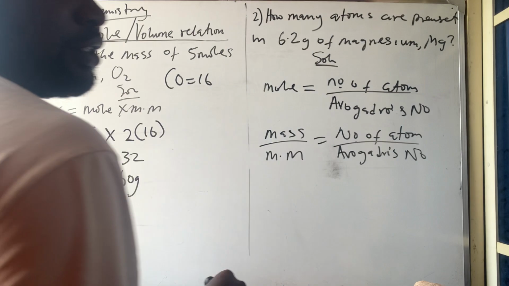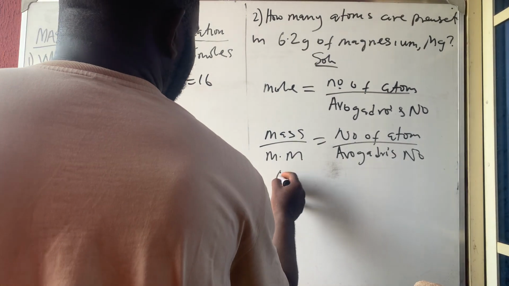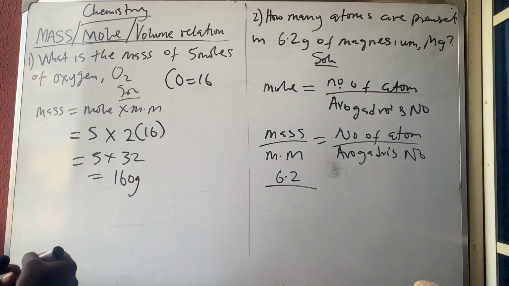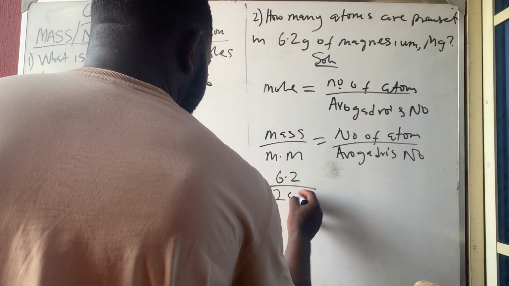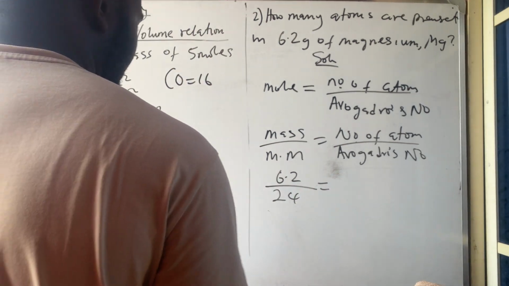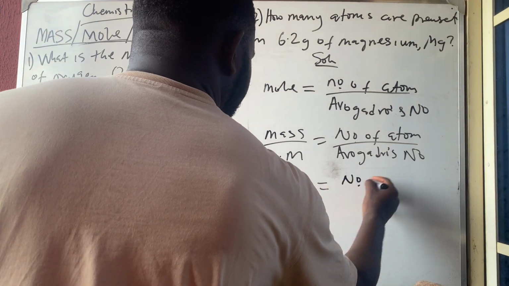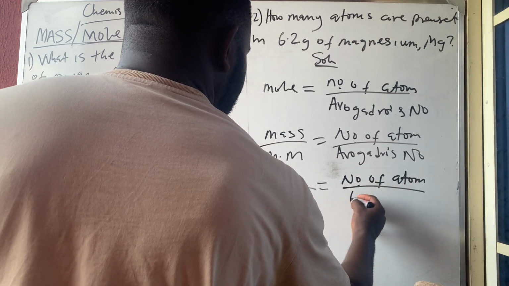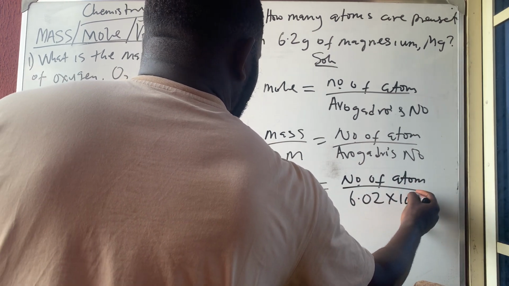So let us put everything. The mass they gave us is 6.2 all over the molar mass of magnesium, which is 24, is equal to the number of atoms we are looking for all over Avogadro's number, which is 6.02 times 10 to the power 23.